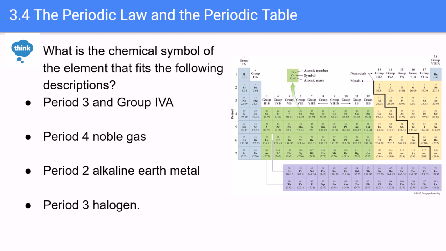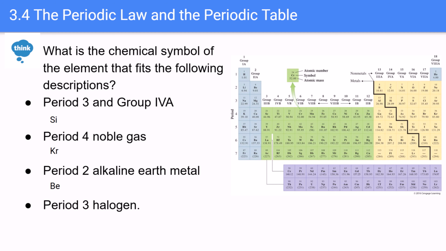So again, we're going to just utilize these like a battleship map, find period 3, go across until you find group 4A. You are going to be looking at silicon. The period 4 noble gas, all the way down to period number 4, your noble gases are group 18 on the far right-hand side of the periodic table. That's going to be krypton. Period 2, alkaline earth metal, we go to period number 2 and go across, we find that it is beryllium.